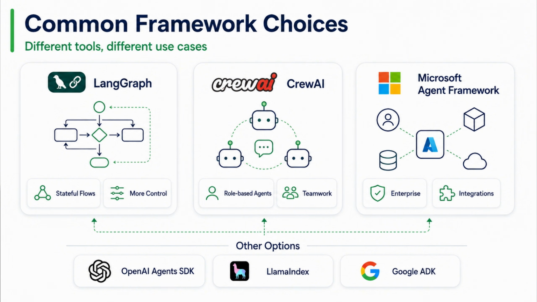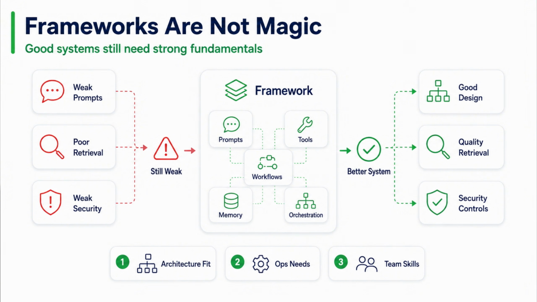And there are many other options such as OpenAI Agents SDK, LlamaIndex Workflows, and the Google Agent Development Kit, depending on the platform and the type of application being built. But one thing is very important to understand here. The frameworks are not magic. They can speed up the development process, but they do not automatically create a good system. So if the underlying prompt design, retrieval quality, or security controls are weak, then adding a framework will not solve anything. And the real quality still comes from understanding the fundamentals properly and designing the overall workflow carefully.